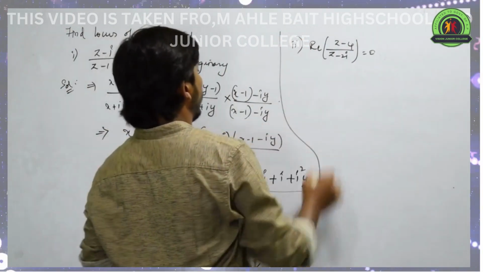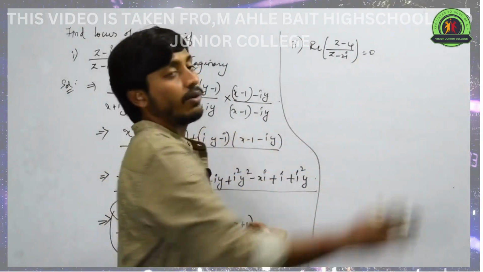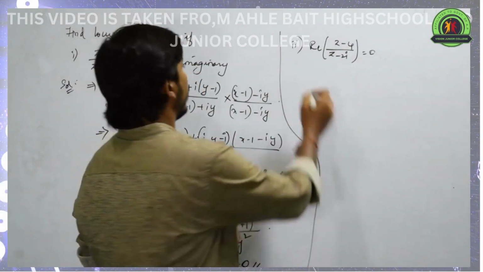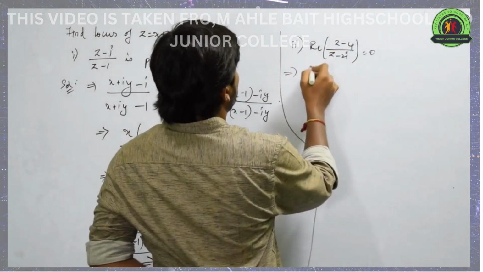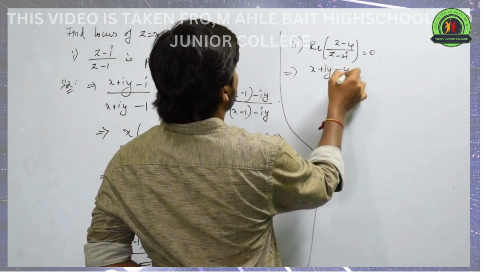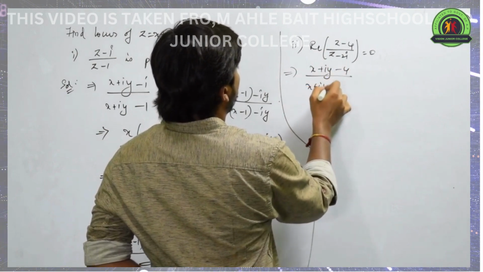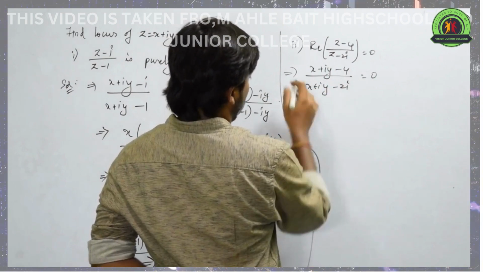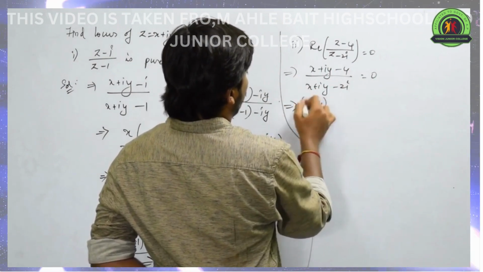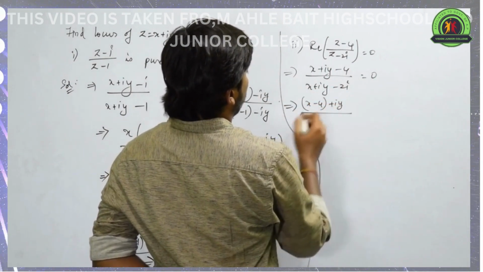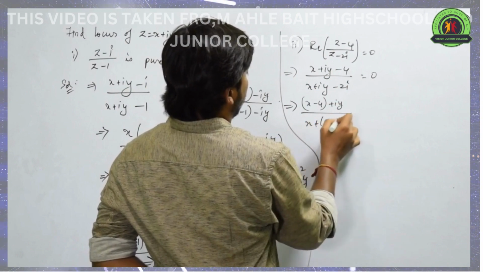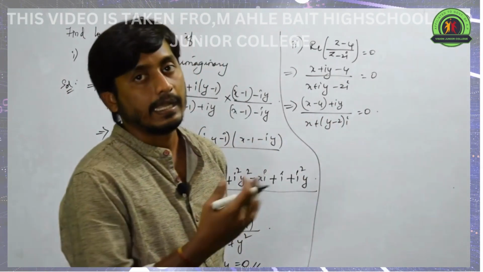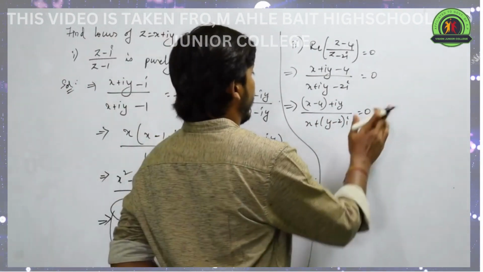Here also the same format. He is telling the real part is equal to 0. So, we can directly substitute and simplify. What is z? z equal to x plus iy minus 4 by x plus iy minus 2y is equal to 0, that is (x minus 4) plus iy divided by x plus (y minus 2) into i equal to 0. Let us rationalize it. What do we get?